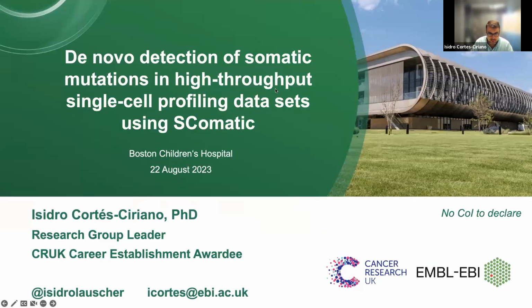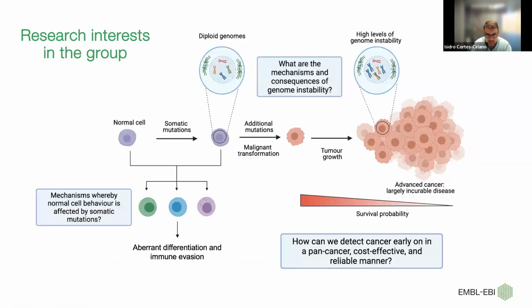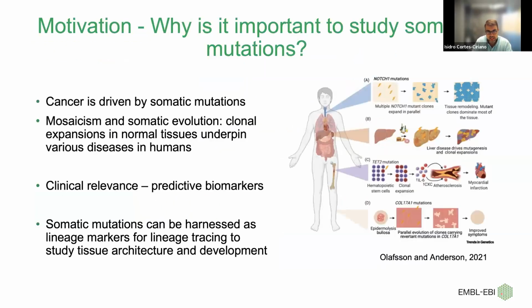Before getting into that, just to briefly describe, in my group we have three main areas of research. One is related to understanding the mechanisms and consequences of genomic instability processes. What I will be discussing today is understanding the effect of somatic mutations on cell phenotypes, and that relates to cancer as well as the impact of mutations in differentiation and in normal cell behavior. And finally, we're also very interested in developing methodologies for the early detection of cancer through liquid biopsy analysis. But today, as I said, I will be discussing our work on detecting mutations in single cell datasets.